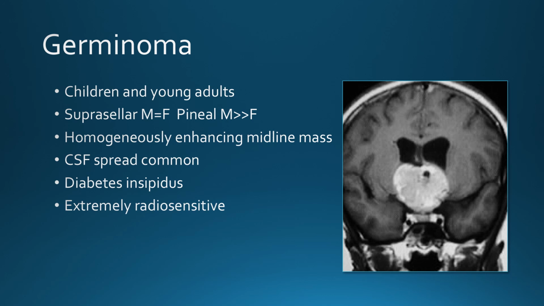Typically have homogeneously enhanced contrast. These frequently spread along the CSF, so we often need to evaluate the entire spine to look for spread. They often present with diabetes insipidus, so that's a very early clinical finding, and they're very sensitive to radiation.